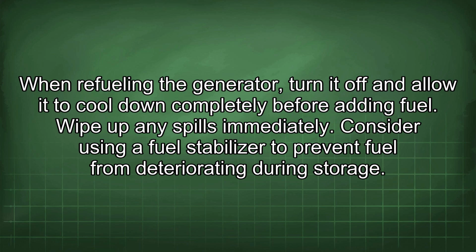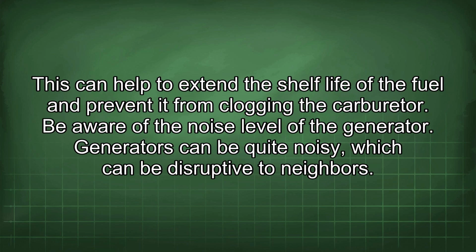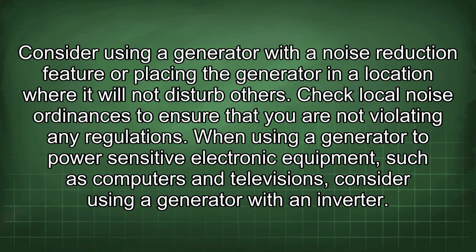Consider using a fuel stabilizer to prevent fuel from deteriorating during storage. This can help to extend the shelf life of the fuel and prevent it from clogging the carburetor. Be aware of the noise level of the generator. Generators can be quite noisy, which can be disruptive to neighbors. Consider using a generator with a noise reduction feature or placing the generator in a location where it will not disturb others. Check local noise ordinances to ensure that you are not violating any regulations.